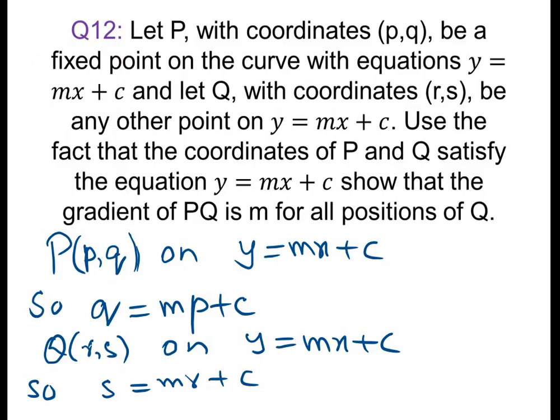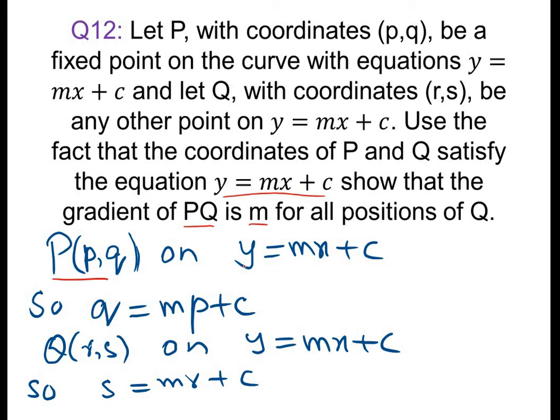The second last question says: let P, with coordinates (p, q), be a fixed point on the curve with the equation y is equal to mx plus c, and let Q, with coordinates (r, s), be another point on y is equal to mx plus c. Use the fact that the coordinates of P and Q satisfy the equation, which means the left-hand side and the right-hand side are equal, to show that the gradient of PQ is m for all positions of Q.